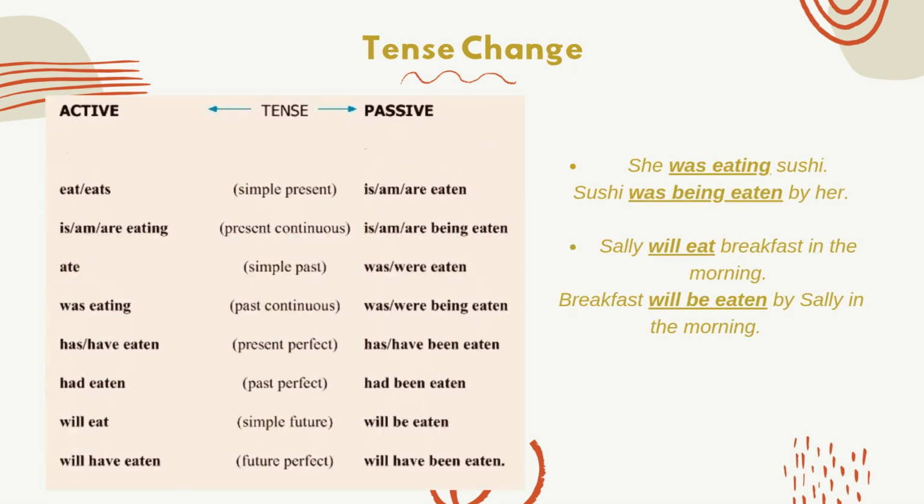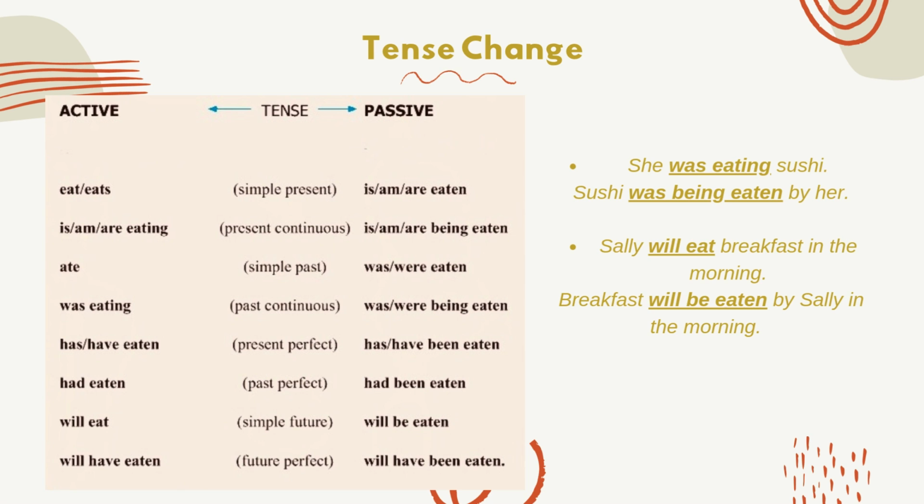Now we have the tense change. When changing from active to passive, the tense of the verb remains the same, but it is written differently. What does that mean? Eat or eats is in the simple present. In the passive voice, it becomes is, am, or are eaten. Is eaten. The verb to be plus the past participle of the verb. The past participle of eat is eaten.